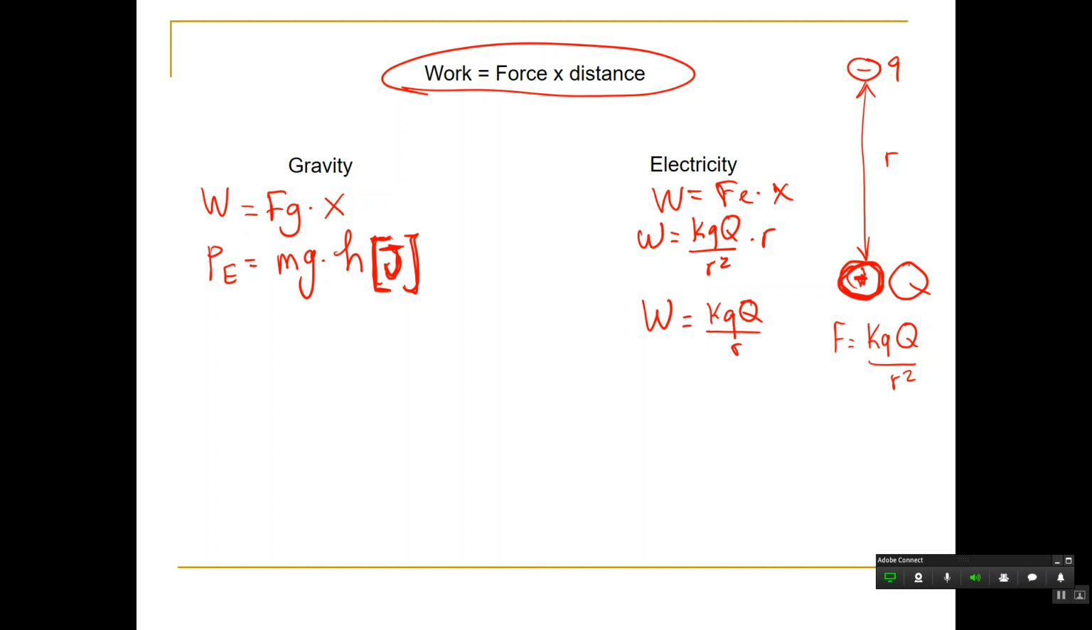So far, so good? And this is now what we're going to call a potential energy. Same kind of potential energy because it has the prospect of becoming kinetic energy. And it's measured in joules, similarly to the potential energy in gravity. The concept is exactly the same, essentially. Okay?